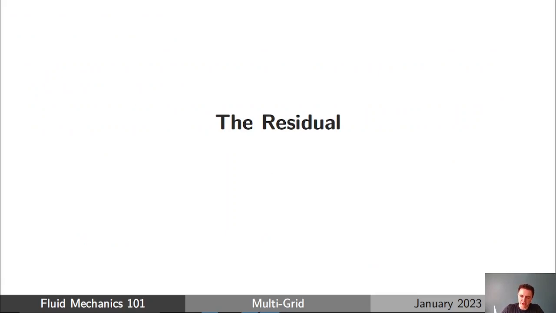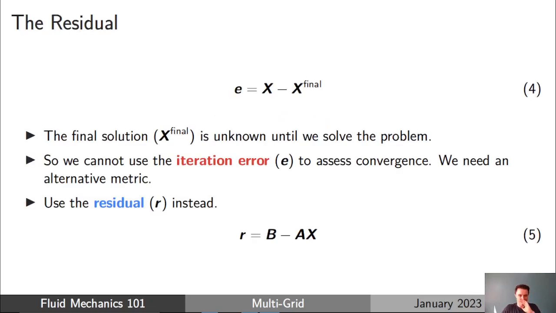Now I want to spend a few minutes talking about the residual, because this is another key component of the multigrid method. If we think back to the equation that we've used for the iteration error in equation 4, the iteration error is the difference between the current solution and the final solution. The problem with this is, of course, in a real CFD simulation, we don't actually know what the final solution is until we've solved the problem. I only used it here for the example to demonstrate how the iteration error varies throughout the solution. So in practice, we can't use the iteration error to assess convergence. We need to use something else.